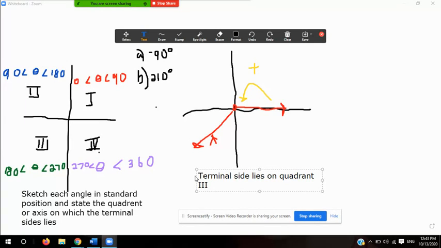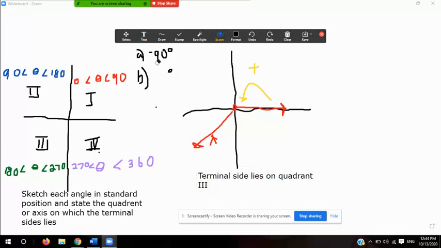Now let's look real quick at what a coterminal angle is. Let's define what a coterminal angle is according to your textbook. Basically, two angles in standard position with the same terminal side are called coterminal.